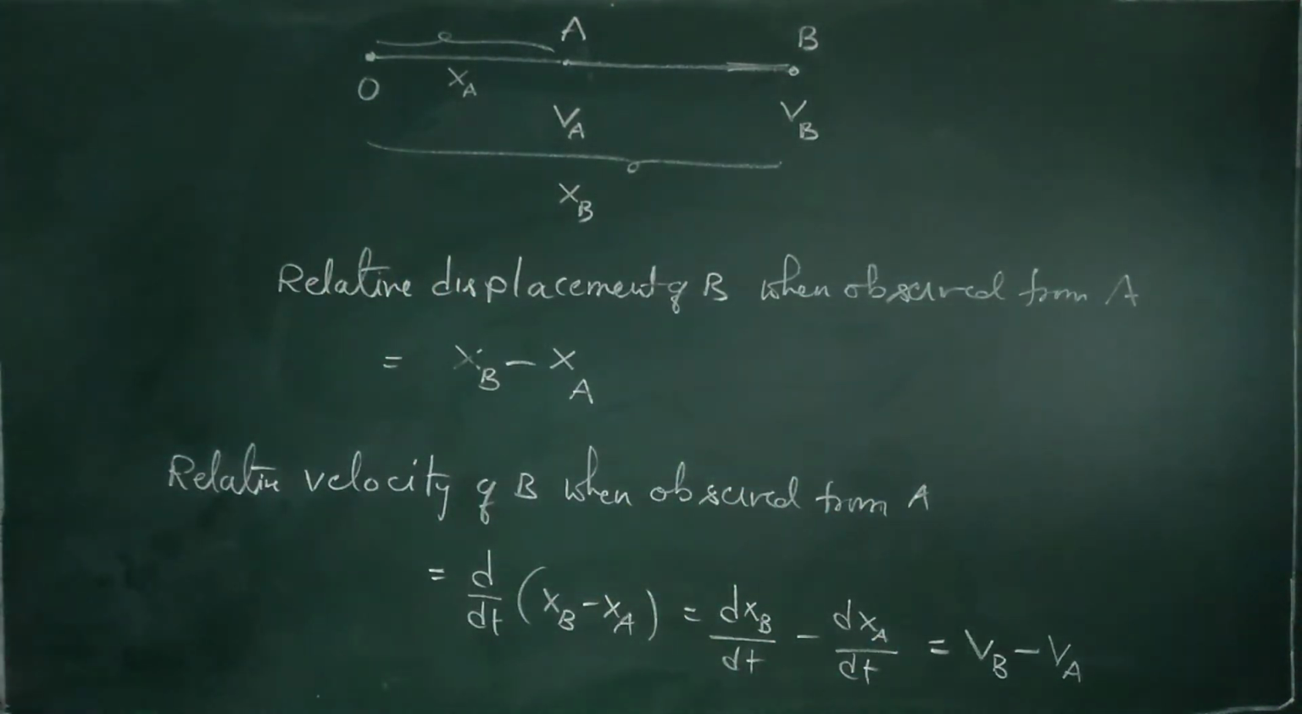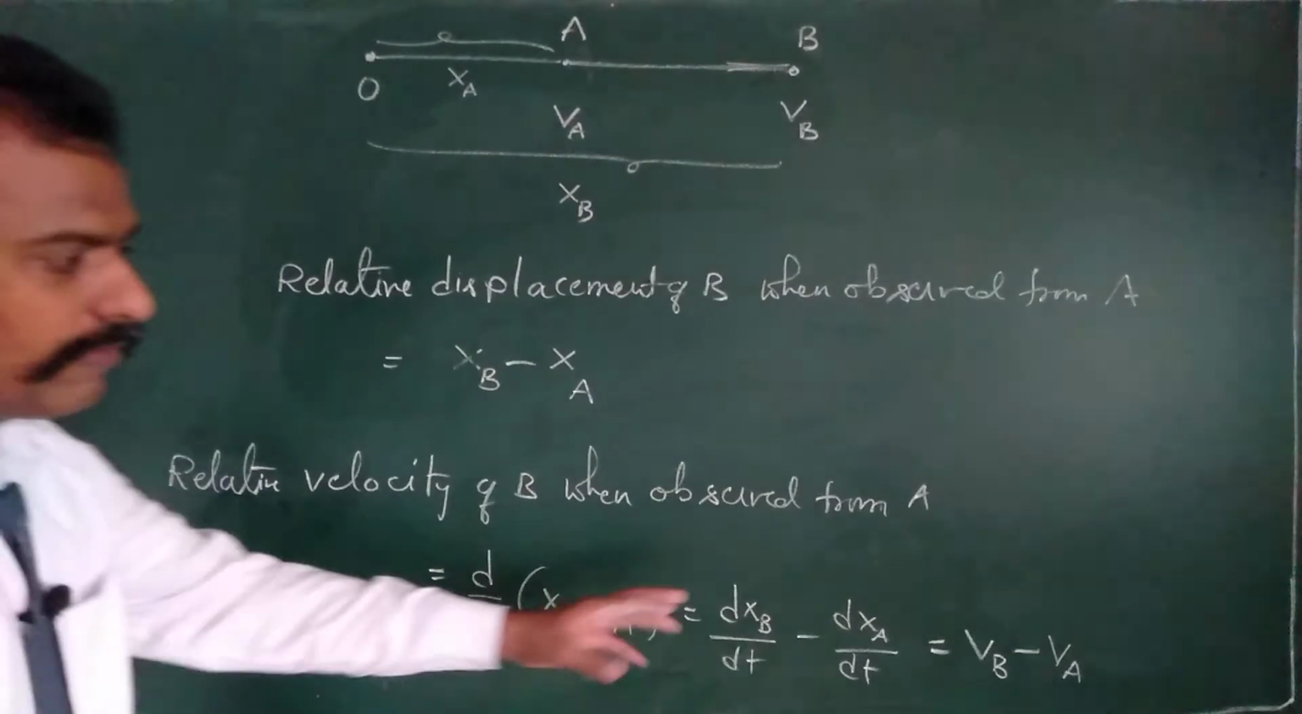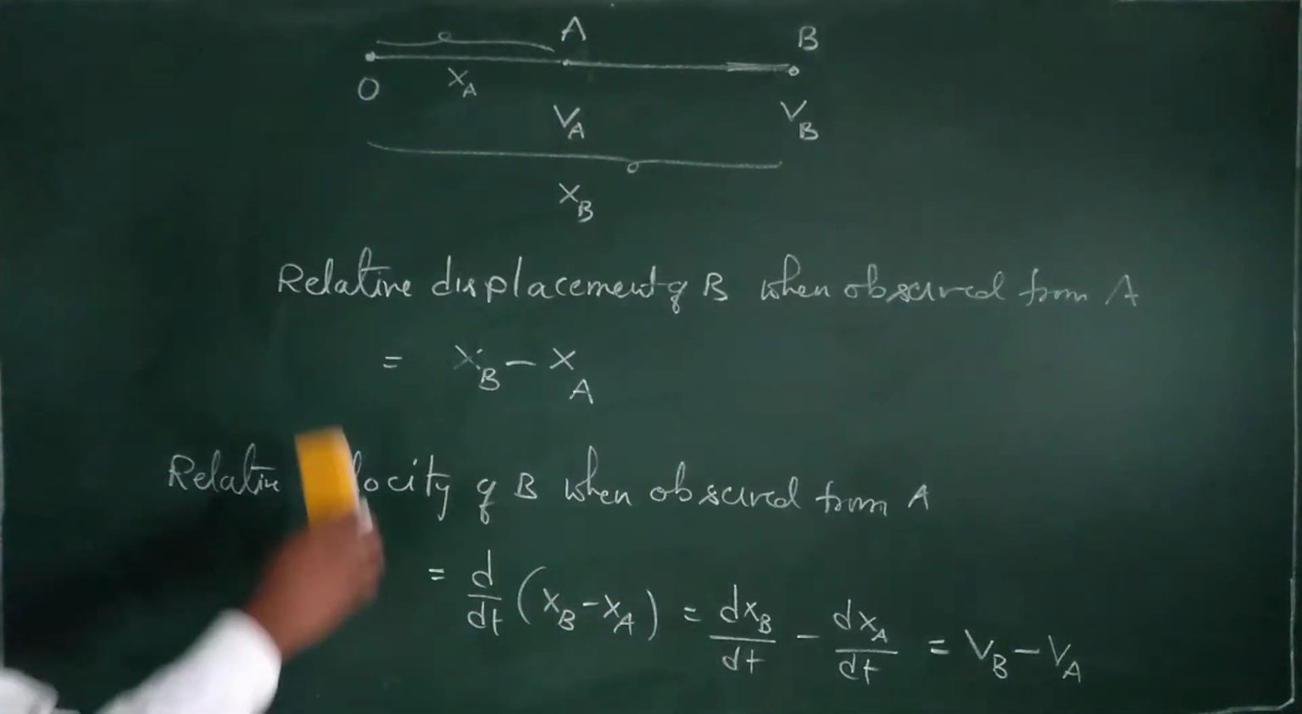So I hope you understand this concept. The difference of velocities becomes the relative velocity of B.